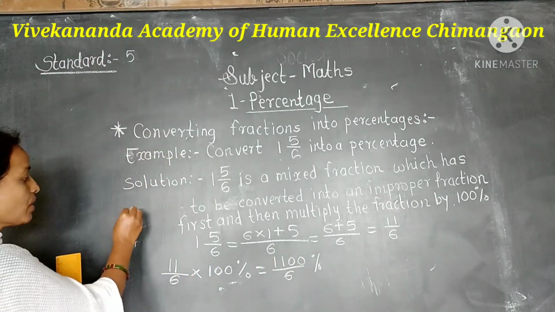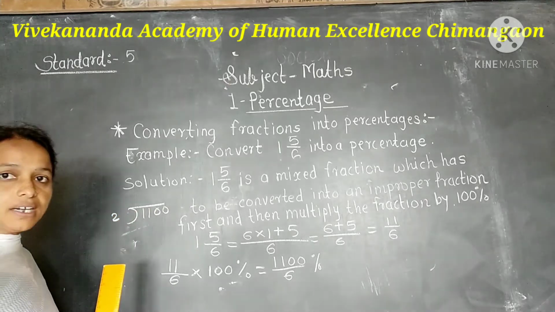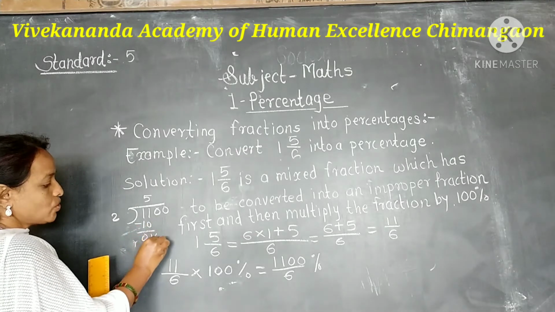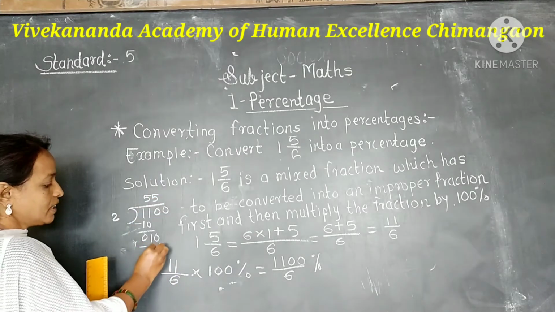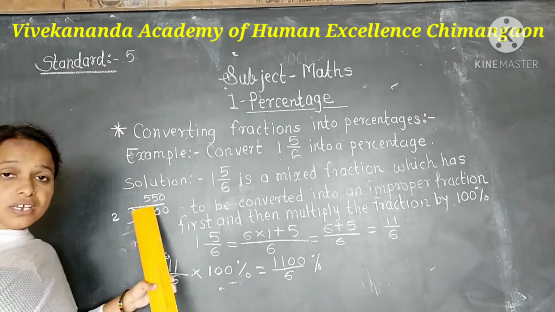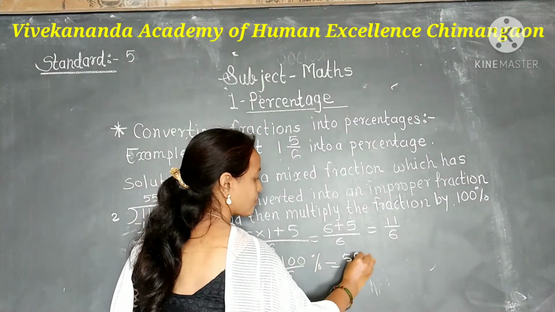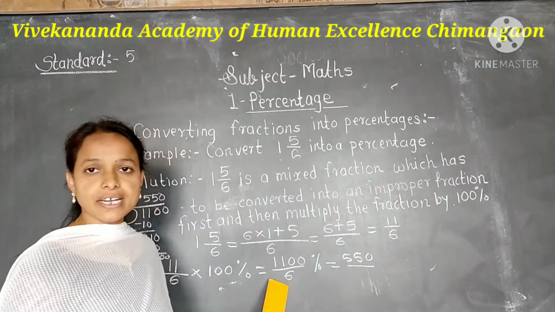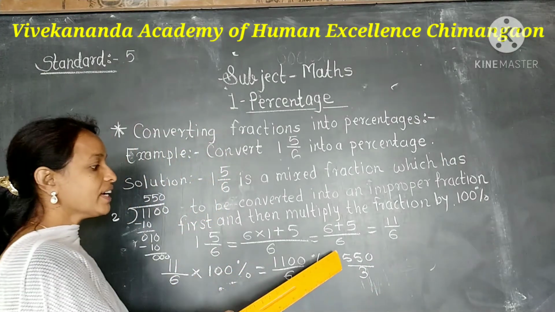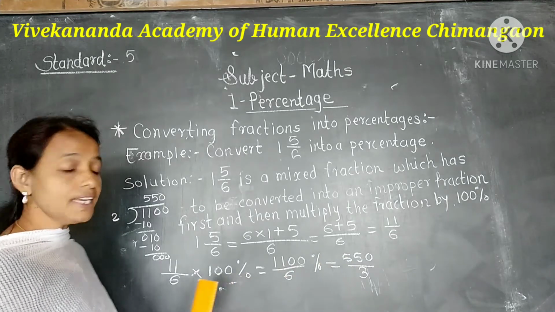So now here we will divide 1100 by 2. 2 fives are 10, 0 brought down. 2 fives are 10. And 2 zeros are 0. So here we get quotient 550. And 6 divided by 2, 2 threes are 6. Now students, we get here 550/3. Now we have to divide 550 by 3.